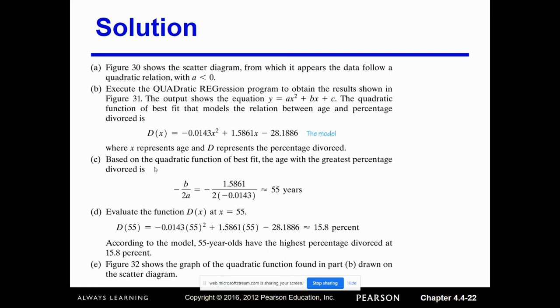What is the greatest percentage divorced? So we plug x equals 55 into the quadratic equation, just evaluating the function when x equals 55, and we get approximately 15.8%. All right, so according to the model we identified in part B, 55-year-olds have the highest percentage divorced, which is 15.8%.